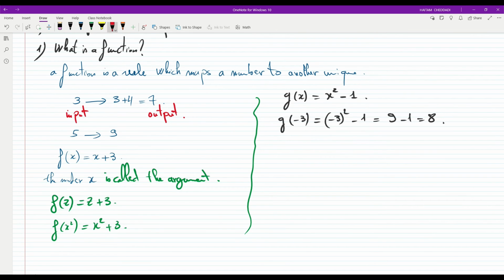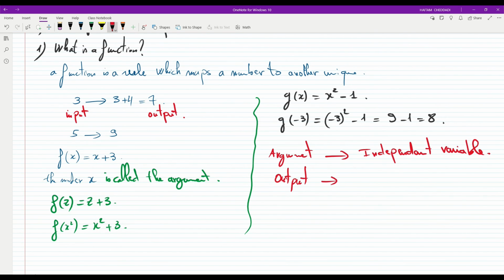So the argument is going to be called the independent variable. And the output is going to be the dependent variable. The output is going to be the dependent variable. Why dependent variable? Because it depends on the value of the independent variable. It depends on x.